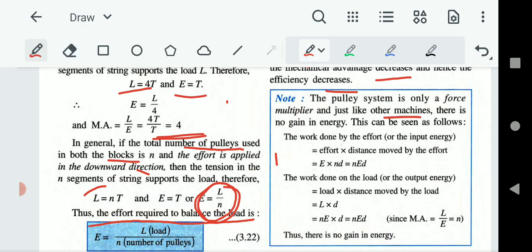Note, the pulley system is only a force multiplier, and just like other machines there is no gain in energy. This can be seen as follows: the work done by the effort, or input energy, equals effort into displacement, E into N into D, where D is the distance moved by the effort. The work done on the load is the load into the distance moved by the load, that is L into D. Thus there is no gain in energy, it's just a force multiplier.